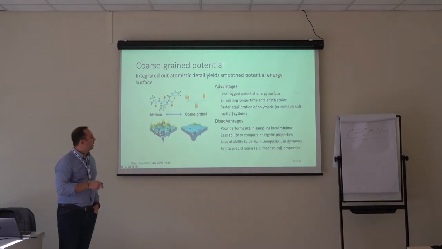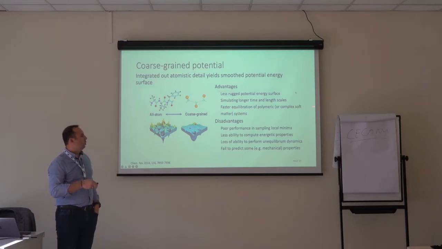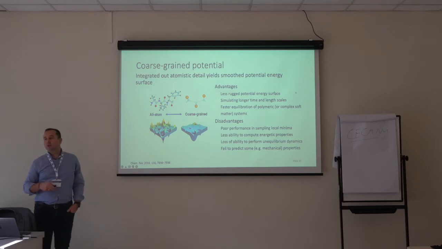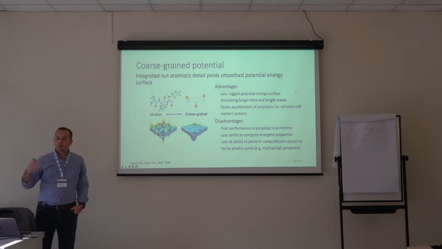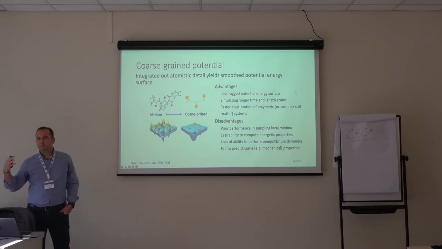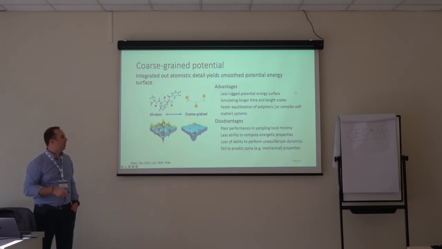Sorry, I forgot to say the rest of the advantages. The other advantage is the faster equilibration of polymeric or complex soft matter systems. However, there are also disadvantages, like poor performance in sampling local minima, which, as I already told you, might be important for non-equilibrium MD types of systems, and less ability to compute energetic properties. Although you have the chemical representation and an effective potential, losing the atomistic detail might lead to incorrect energetic properties.